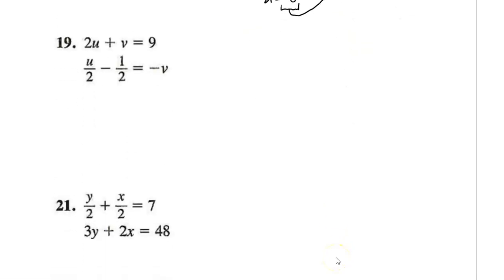Next, number 19. Neither equation has been solved for your variable, so pick whichever one you think is the easiest and solve it for one of its letters. I think the first equation would be pretty easy to solve for V. All we have to do is move the 2U to the other side. So step 1, let's solve for v. We'll have 9 subtract 2u. Now step 2, take that expression that we just created and substitute it where the letter v is in the second equation.